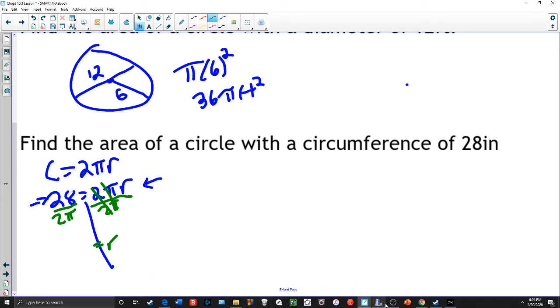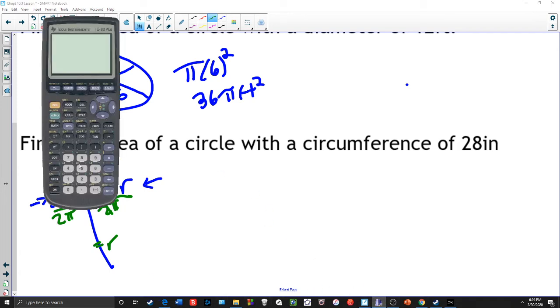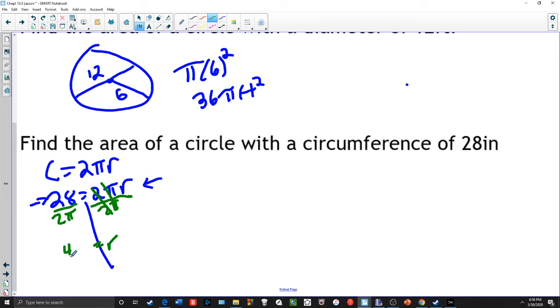And then over here, you have 28 divided by, make sure I put parentheses here, because I want to make sure the calculator does 2 pi first. If you do not put parentheses, you will get the wrong answer in most calculators because calculators really don't do a good job of order of operation interpretation. So make sure you put parentheses around the 2 pi so you don't end up with a weird answer. And we get 4.46 essentially. Now again, that's not the end of my answer because that's my radius.